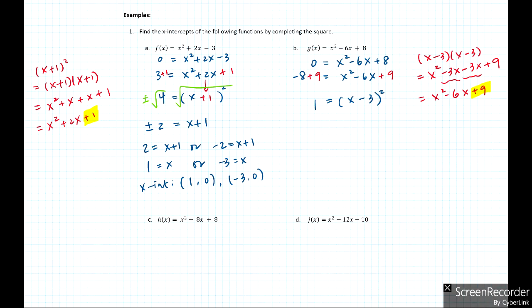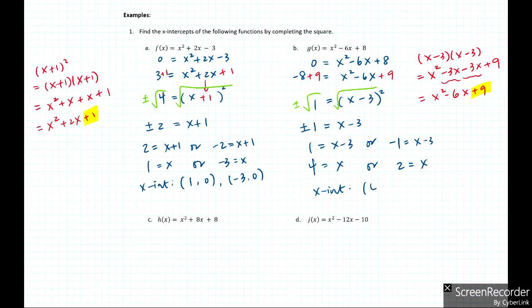And from here, we're going to take the square root on both sides. Make sure you do both positive and negative. That gives us plus or minus 1 is equal to x minus 3, meaning 1 is equal to x minus 3, or negative 1 is equal to x minus 3. So 1 plus 3 would be 4, or here, negative 1 plus 3 would be 2. Therefore, our x-intercepts are (4, 0) and (2, 0) as a result.